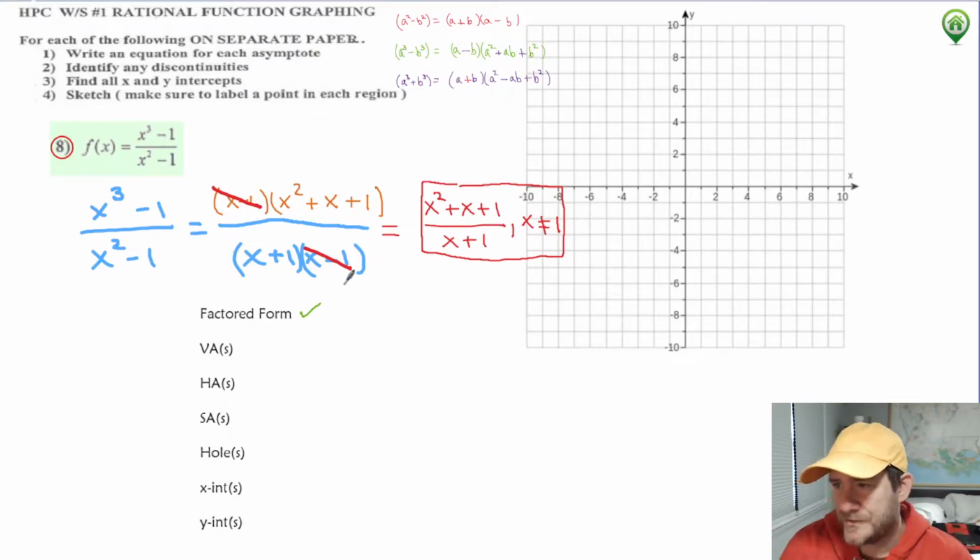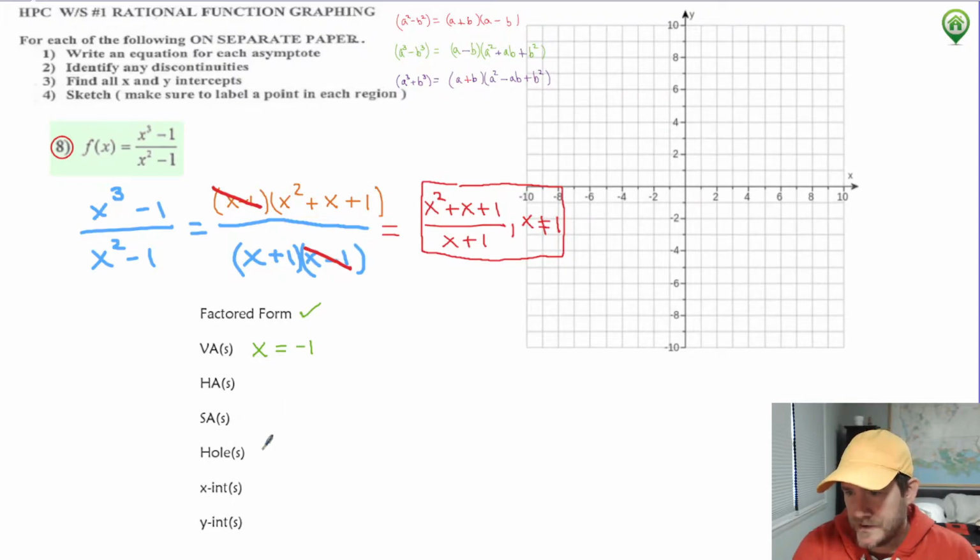For vertical asymptotes, the factor that didn't cancel is our vertical asymptote. It's x equals -1. The factor that did cancel, the x minus 1, generates a hole whose x coordinate is 1.